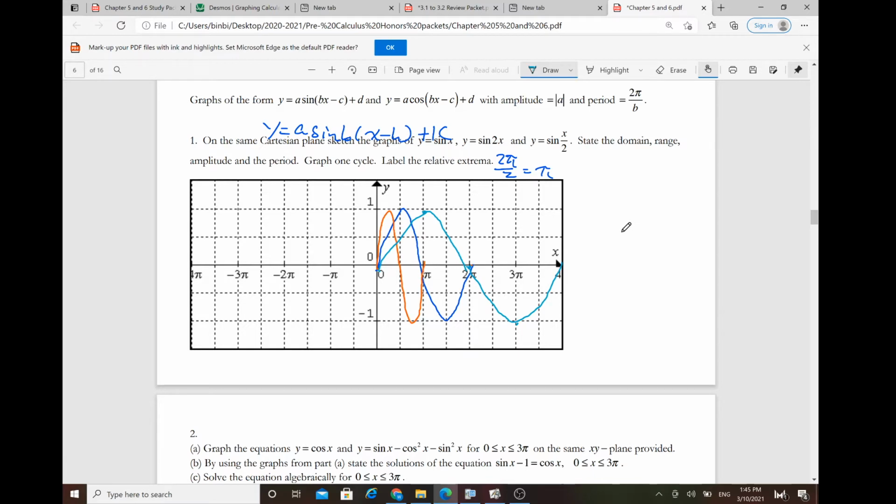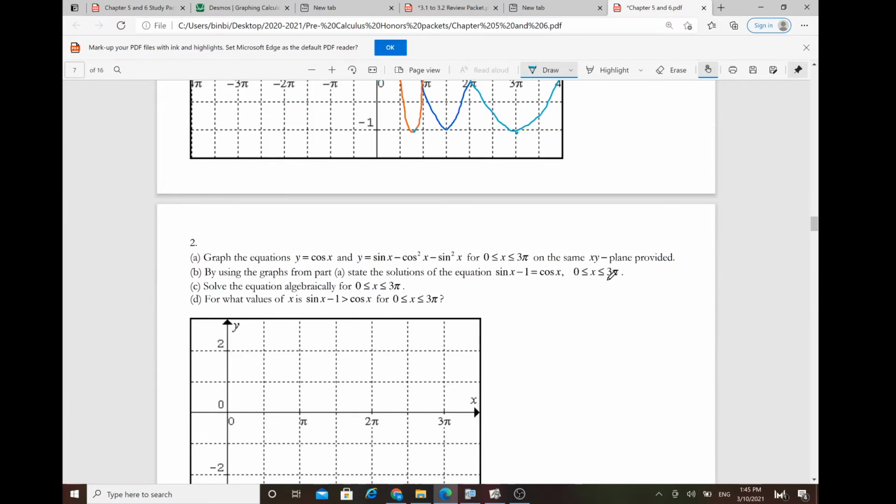Now grab one cycle and label the relative extrema, the maximum and minimum points. Just find out what those points are, you can do that. State the domain and the range, if that's one cycle. The domain for the parent graph is 0 to 2 pi, if that's one cycle. For the 2x, that one is from 0 to pi. And for sine of 1/2 x, the domain would be 4 pi.